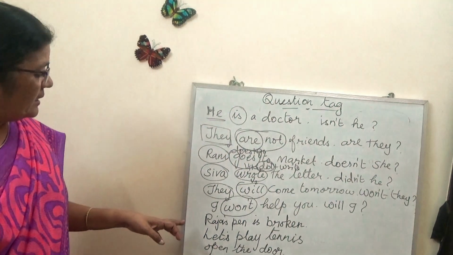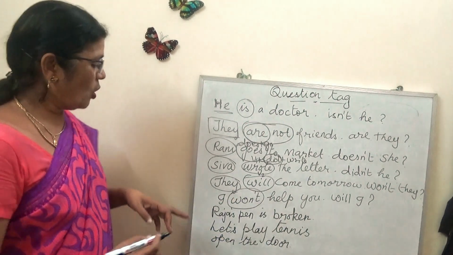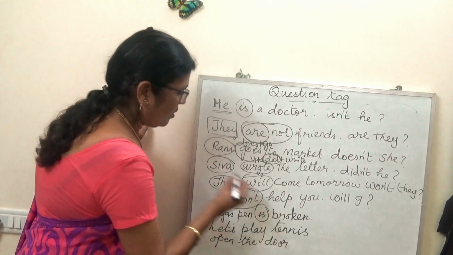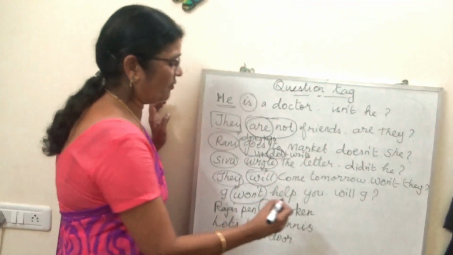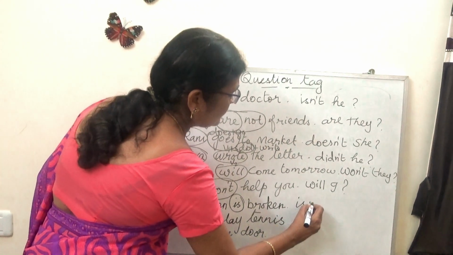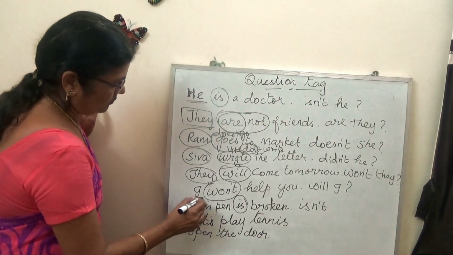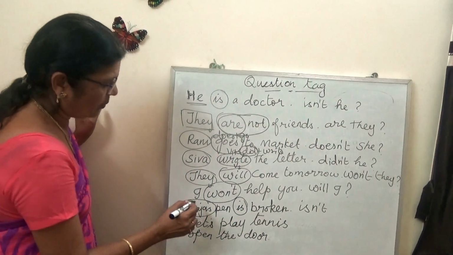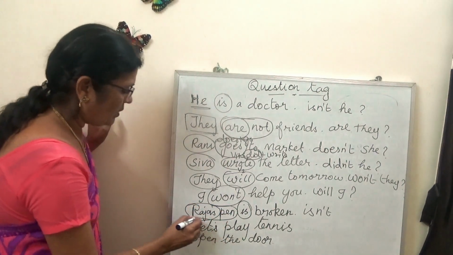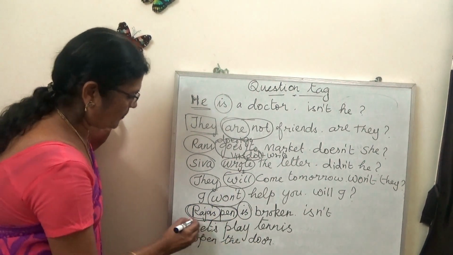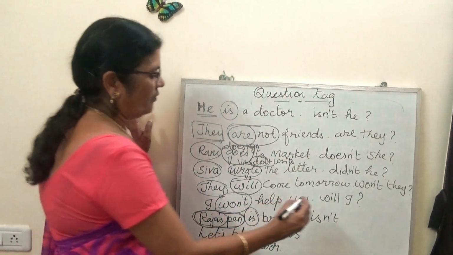And the next sentence: Raja's pen is broken. Here the auxiliary verb is is. The sentence is positive, so we have to use the negative tag, isn't. And the subject: we are not talking about Raja, we are talking about Raja's pen. For Raja's pen, the pronoun is it. So we have to use it.